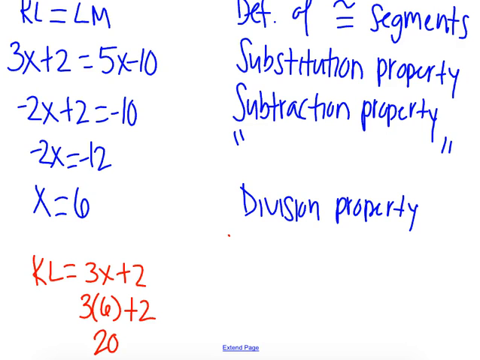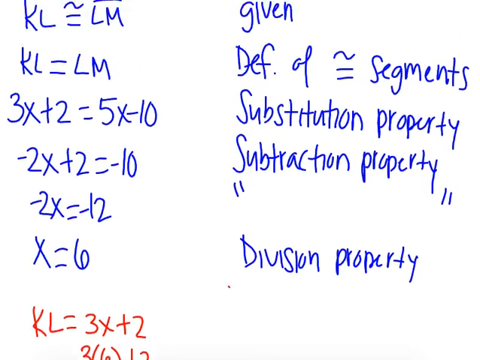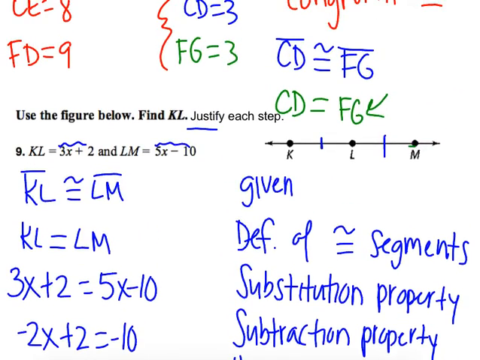Perfect. Now again, you can check to see if your answer is correct. If you scroll up, we know that these two segments here are congruent. And if I know this guy's 20, LM should also be 20. So I'm going to sneak that in right here. 5 times, we found x to be 3, minus 10, or was x? Nope, it was 6. 5 times 6 minus 10. So I get 30 minus 10, and we get 20. So therefore, we check out again, our math was good.